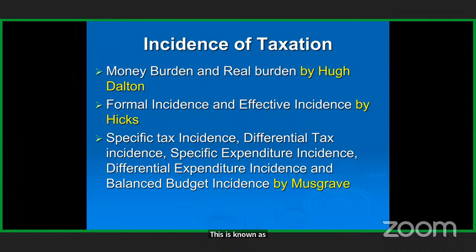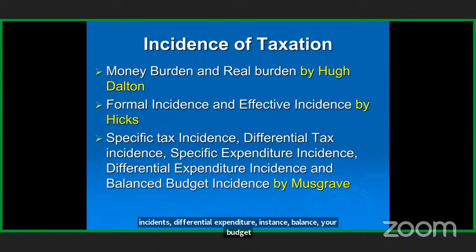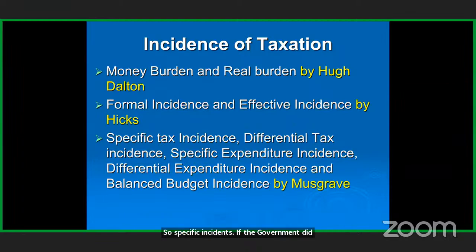According to Richard Musgrave, there are various types of tax incidences: specific tax incidence, differential tax incidence, specific expenditure incidence, differential expenditure incidence, and balanced budget incidence. So specific incidence: if the government makes a change in a tax, the resulting change would be in the distribution of income available for public use. Making no changes in the public expenditure is called specific incidence.